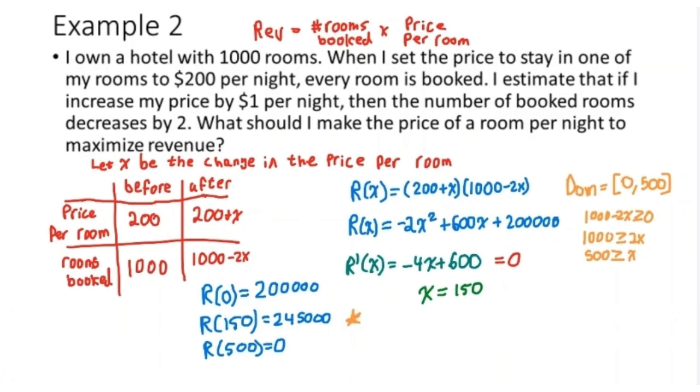But we should be careful about what the question is asking. They want us to find what I should make the price per room. Since my revenue is maximized when X equals 150, that means I need to increase my price by $150. My original price was $200, so my new price per room would be $200 plus $150, which equals $350.